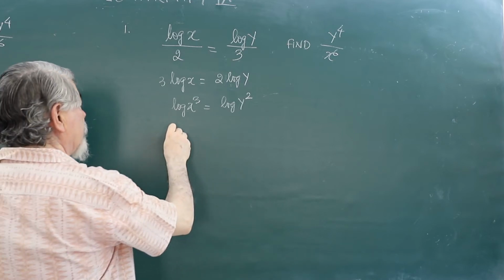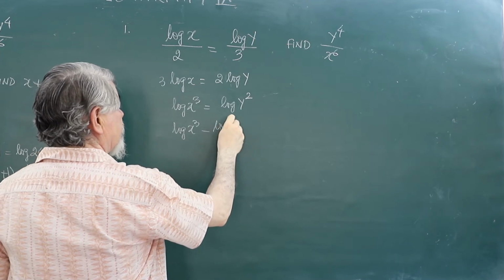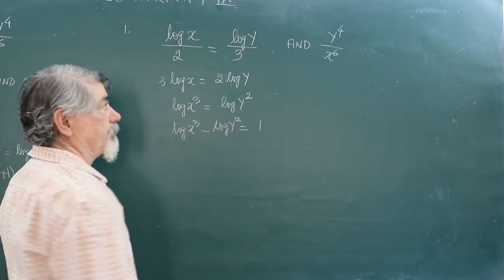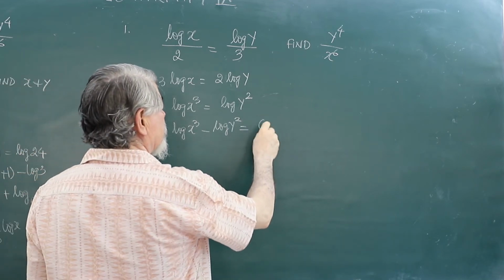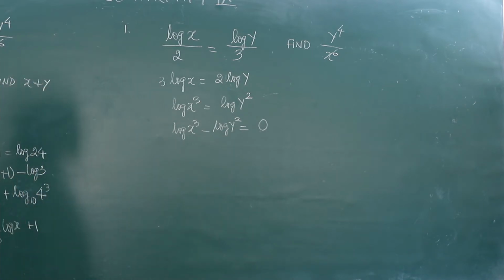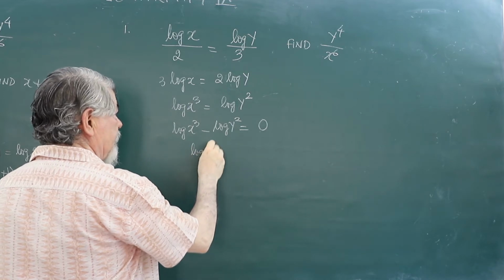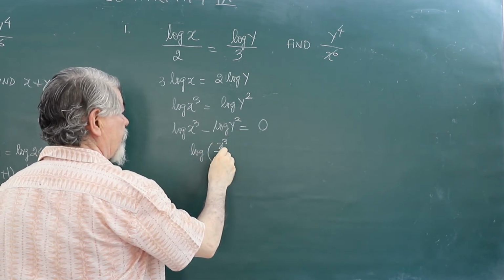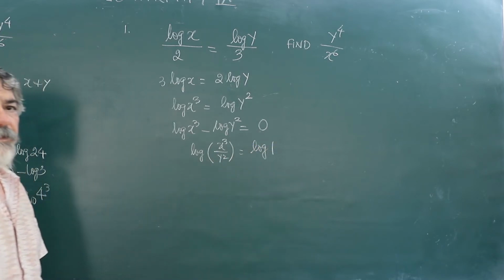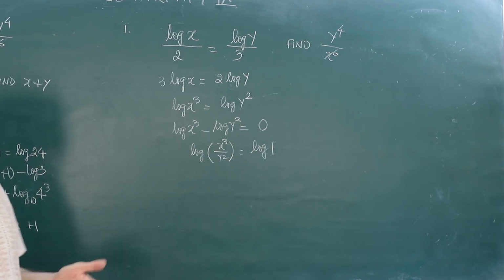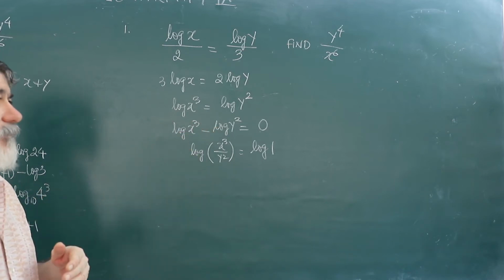Now we can write log x cube minus log y square is equal to 0. You have transferred it to this side, so it will be left 0. Log a minus log b means log a upon b. It is x cube upon y square. It is equal to log 1 because log 1 to any base is 0. Log 1 is always 0, whatever may be the base. Here the base will be 10 because common logarithm is there.